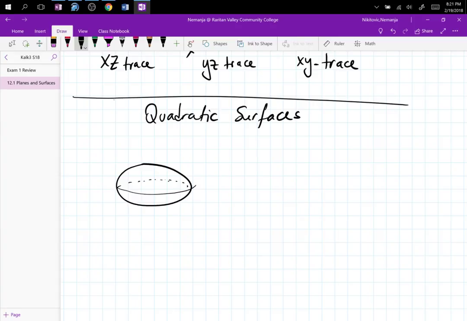So, you put the watermelon and you cut through the middle, and the trace is ellipse. Take another watermelon and you cut straight down. It's going to be again ellipse. And if you cut 90 degrees, ellipse again. So no matter which way you cut the watermelon, there are three cuts that you can make: XY cut, XZ cut, and YZ cut. Every time it gives you an ellipse. So now it's going to be called ellipsoid.